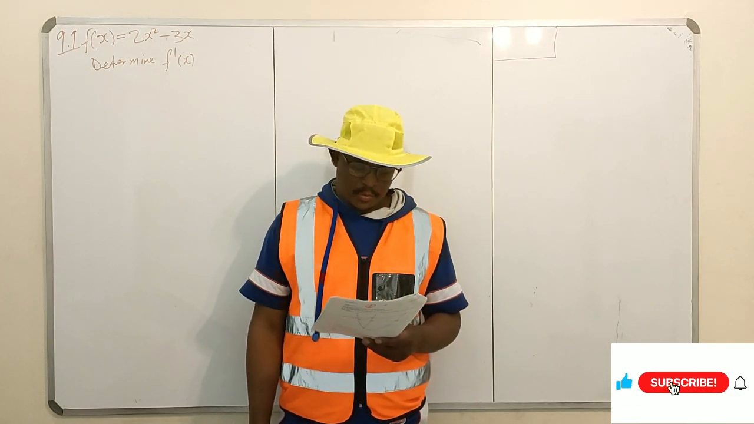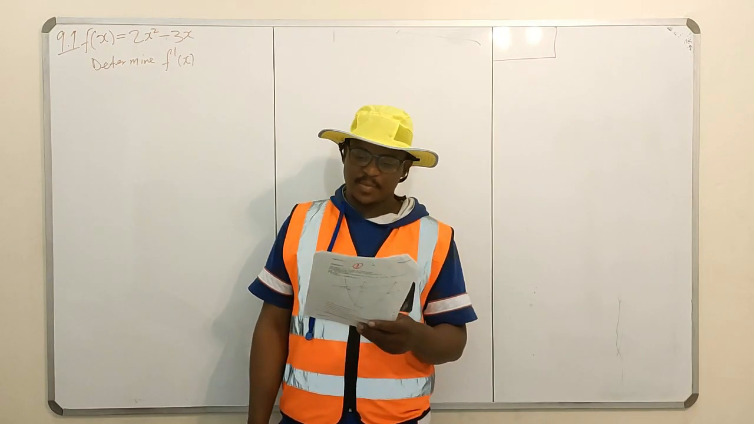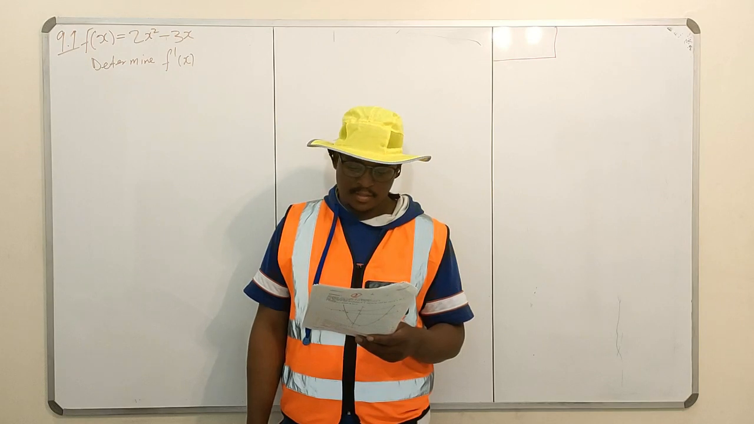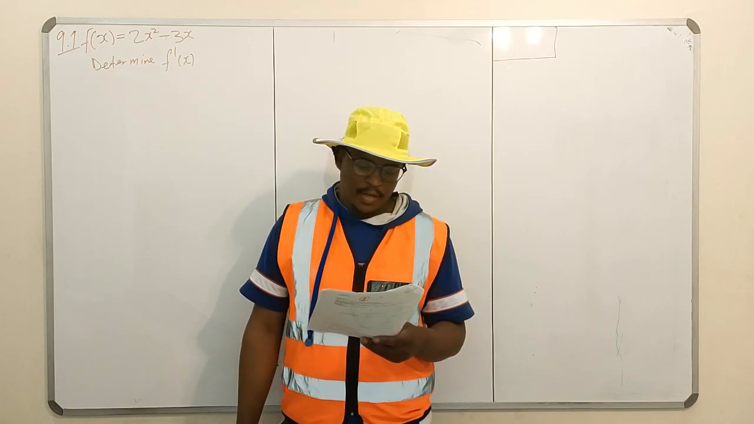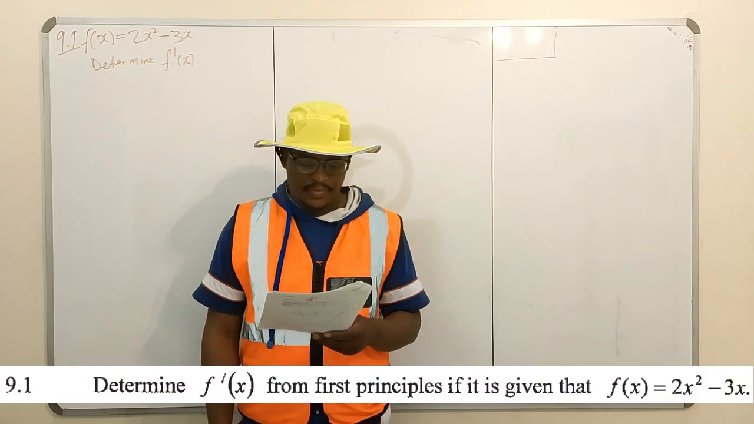So in this video I'll be doing question 9 of number 1, 2021 question paper, mathematics paper 1. And these are derivatives. Yeah, so we'll be deriving here. So I'll start at 9.1. So 9.1 reads as follows.